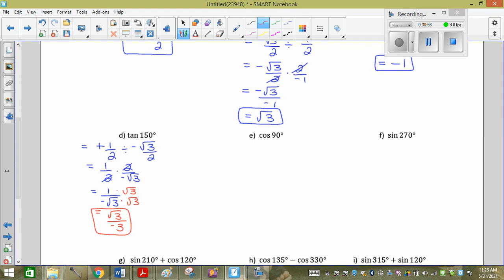I get people going tan 150, and they give me the decimal. Decimals are not exact values, right? So sadly, I can't even give you a mark. So don't be that person.